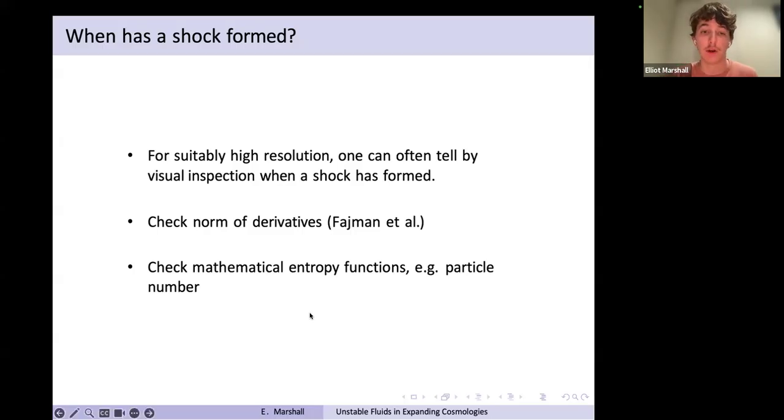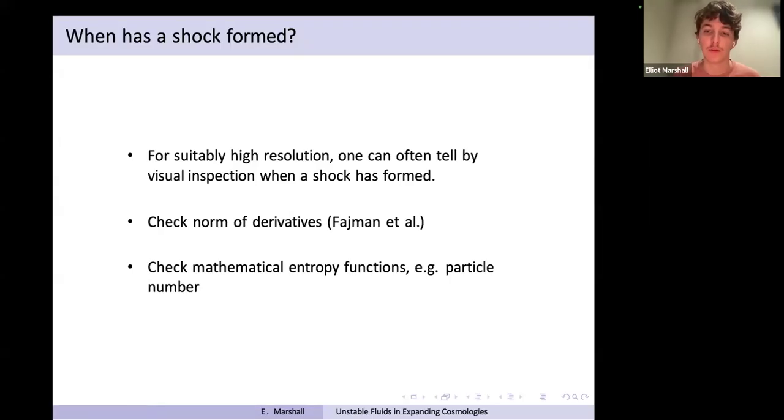So we've considered two different ways. The first is used in the work of Feynman and collaborators, and it's what we also use in our paper. We check a norm of derivatives. At a discontinuity in our numerical solution, if we approximate the derivative, we should expect the norm of the derivative to blow up as our solution becomes discontinuous. So by monitoring the size of an appropriate norm ratio, we have an indication of how discontinuous our solution is becoming.